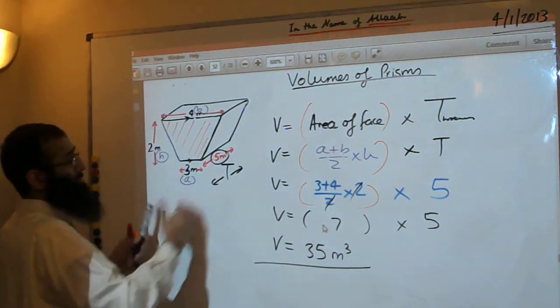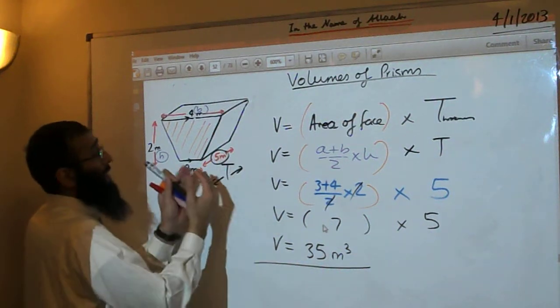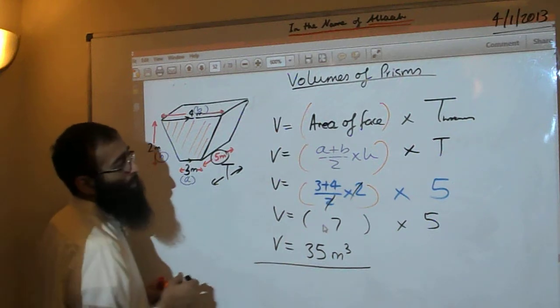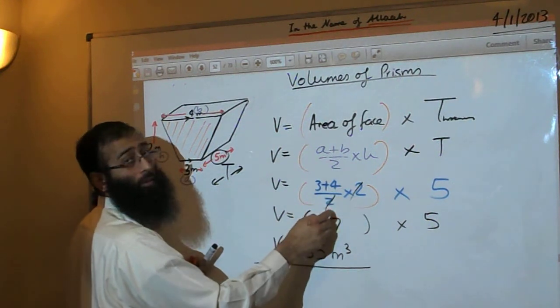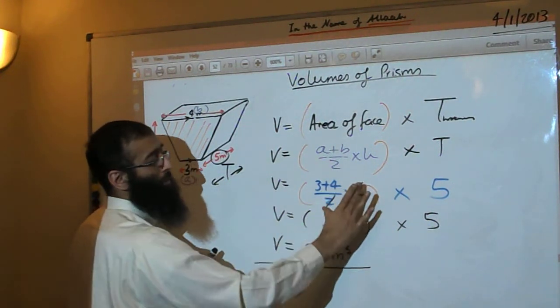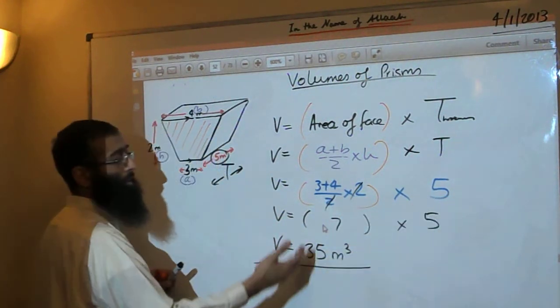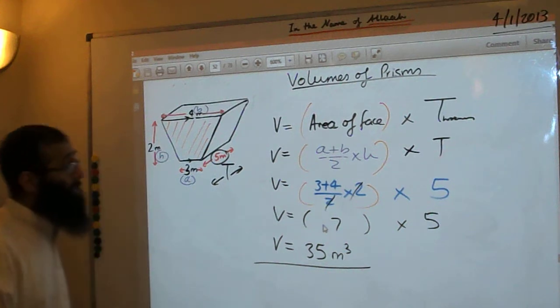Thickness is, in a sense, another way of looking at how wide the container is, but I like to call that thickness. So we put all the values in. 3 and 4 is 7, divided by 2, times by 2, these two are opposites, they cancel each other out. Times that by the 5, which is the thickness, so we're left with 7 times 5 is 35 meters cubed.